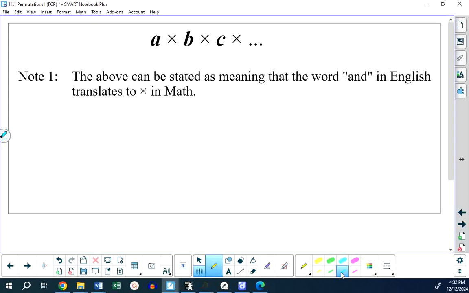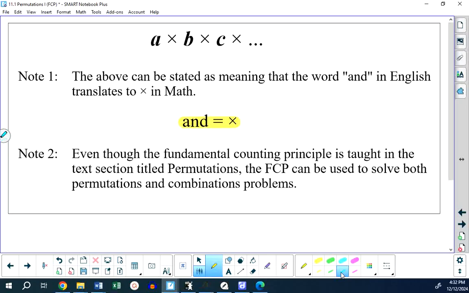When you order something from the ice cream stand, you choose a cone and you choose an ice cream and you choose a sprinkle. And that use of the word "and" is the reason why we can use the fundamental counting principle. Just a note that the fundamental counting principle, as I said a little while ago, is taught in the textbook section titled permutations, but we use it to solve permutations and combinations. And I still haven't revealed to you what the difference is between a permutation and a combination. Once again, I might talk about it in this video, or I might wait until the next time we meet.